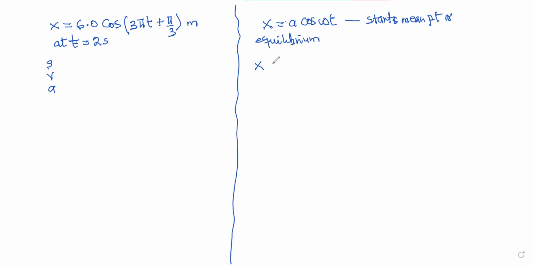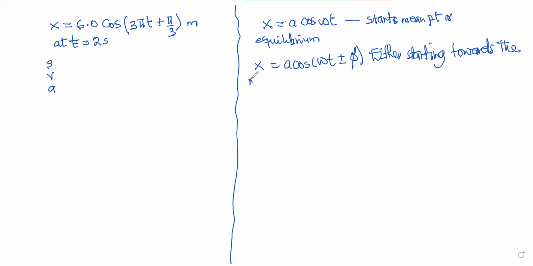If it is x is equal to a cos of omega t plus or minus a phase angle phi, then it means that it is either starting towards the mean point or away from the mean point.